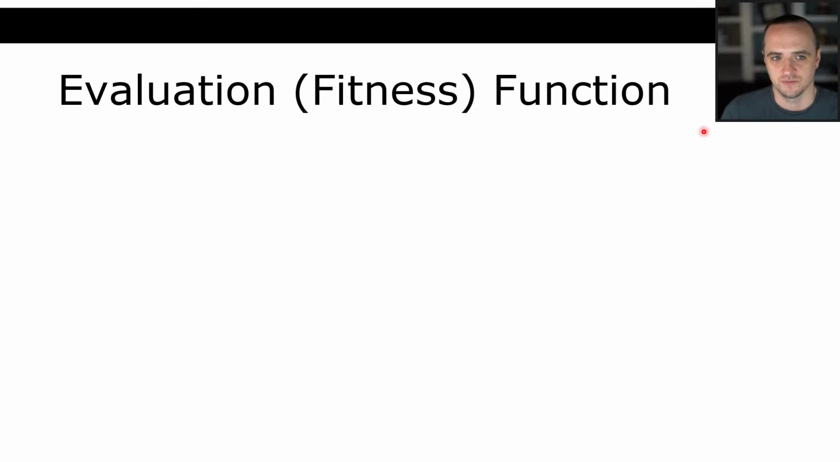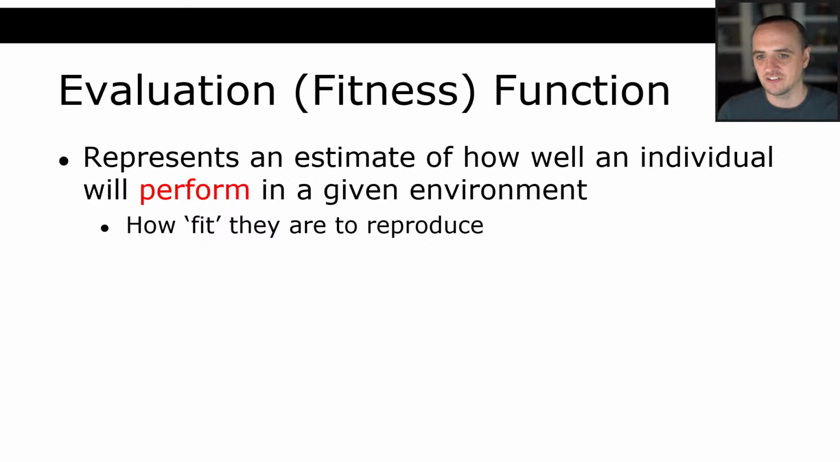So the fitness function represents an estimate of how well an individual will perform in a given environment. So how fit they are to reproduce. Remember that in the real world, there is no fitness function. The only fitness function in the real world, in actual evolution, is how well do you reproduce? Did you reproduce? Then you're probably pretty fit. But in order to work with computers, we have to have numbers, right? And our fitness is our guess at how fit something is.